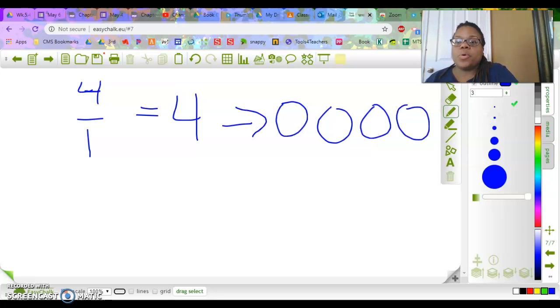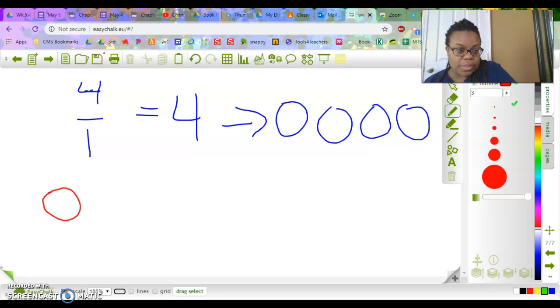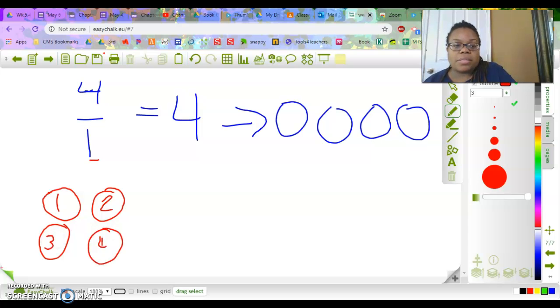Okay? So for my next image, I'm going to show 4/1. So I have 1 whole thing for my denominator, and it says I need to split it, none, because it's 1 whole, but I need to have 4 of them. So here goes 1 of them. Here's another whole that makes 2. Here's another whole that makes 3. Another whole that makes 4.